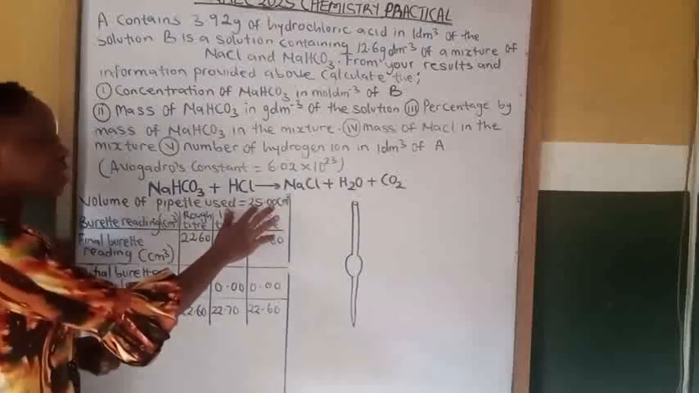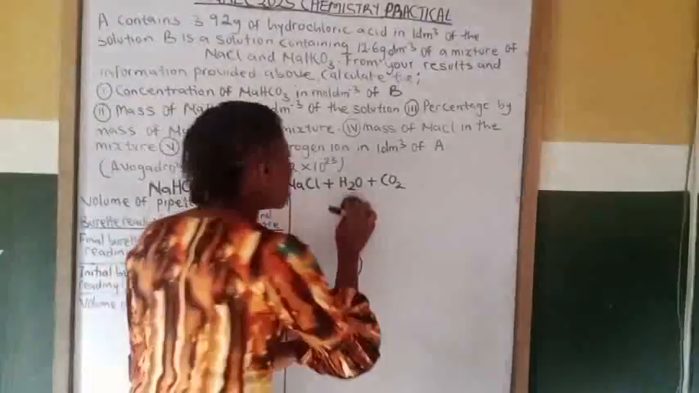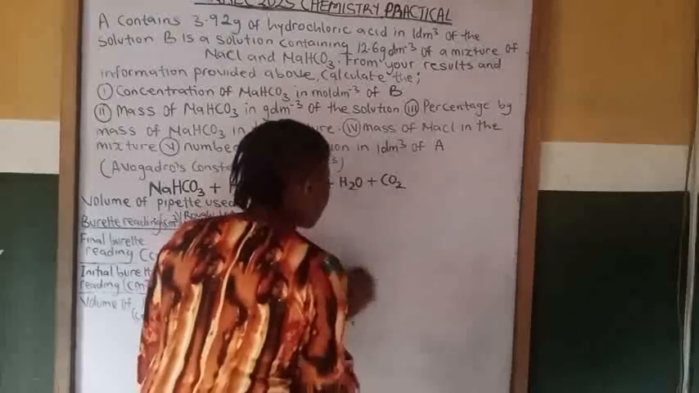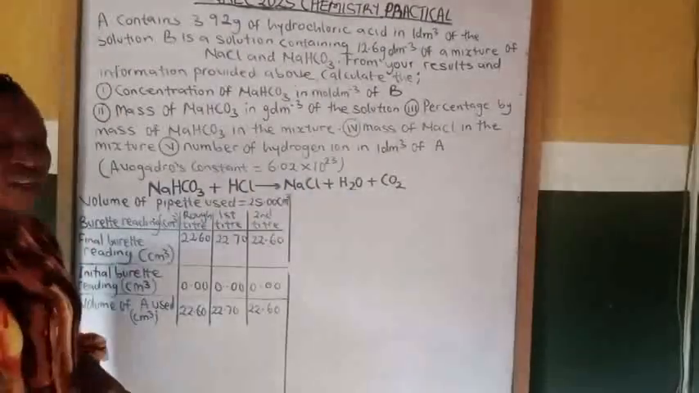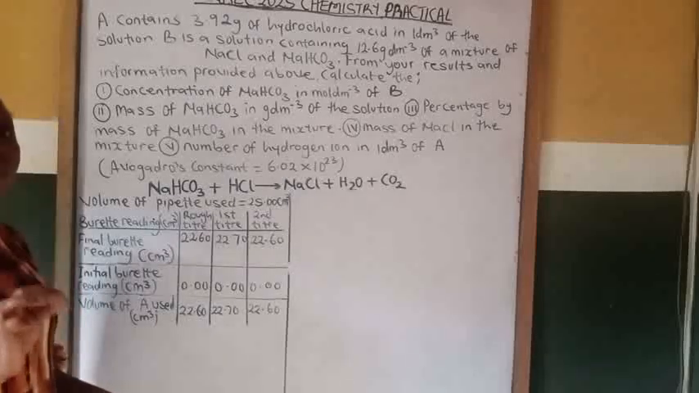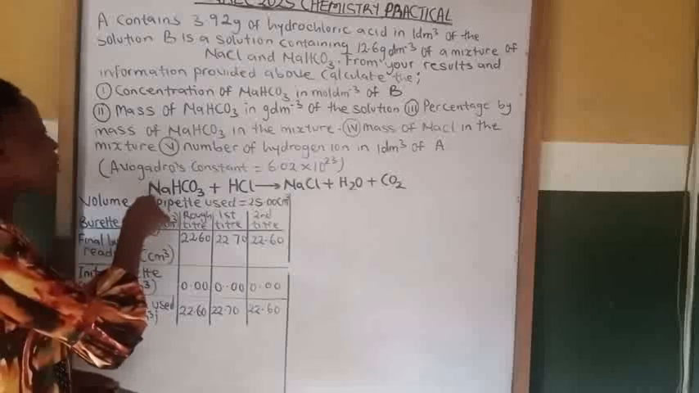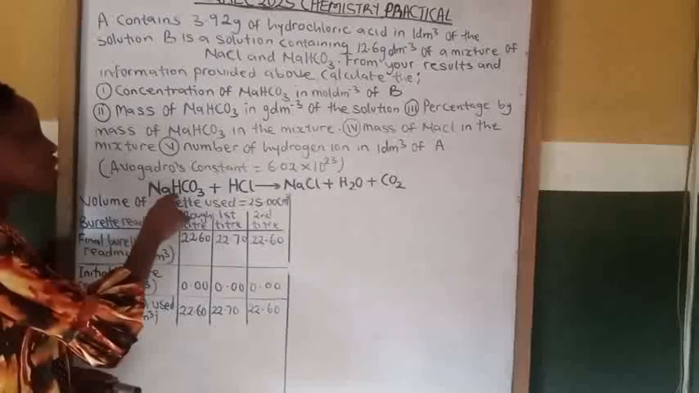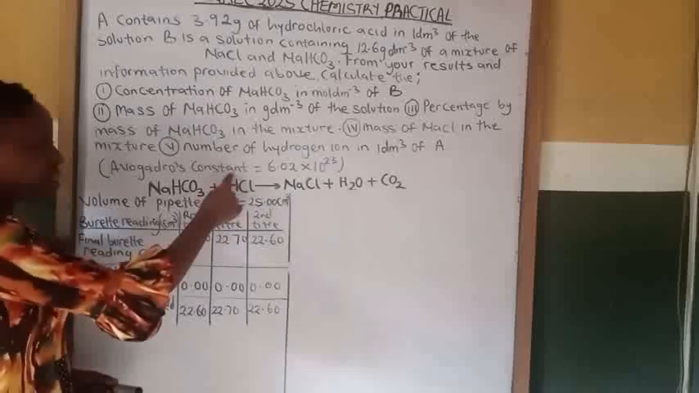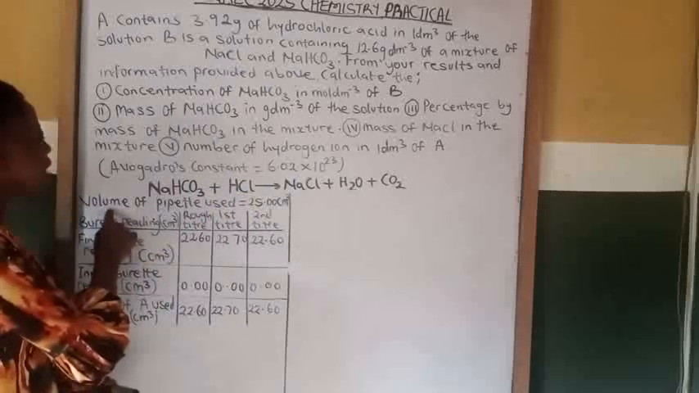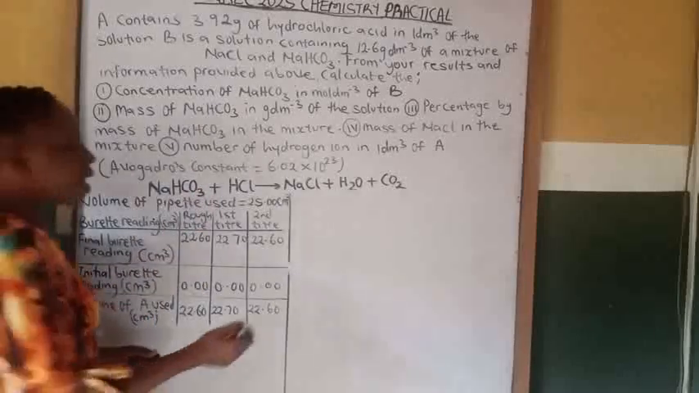So my own is 25.00 centimeter cube. So your volume of pipette is the same thing as the volume of base used. Then our base for this year 2025 is sodium hydrogen trioxocarbonate(IV). This is our base, while hydrochloric acid is our acid. So therefore, the volume of your pipette is equivalent to the volume of my base.